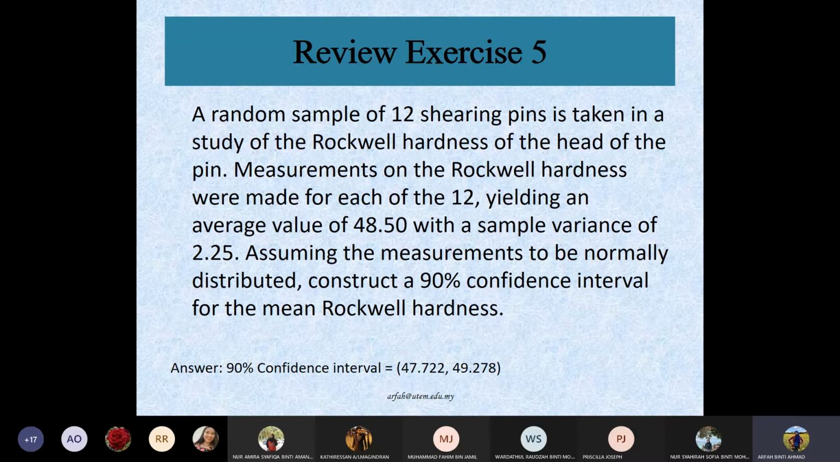So first thing first, awak kena tengok, list down all the information given. Yang mana n, yang mana sigma, yang mana s, and do you want to calculate for the mean or do you want to calculate for proportion? Then baru define whether it is case 1, case 2, case 3 or case 4, and then only baru tengok dia punya confidence interval. Calculate the confidence interval. So try this one first before we take a look into the solution.